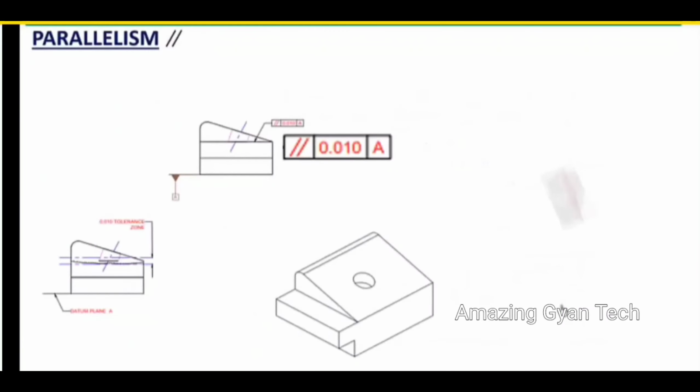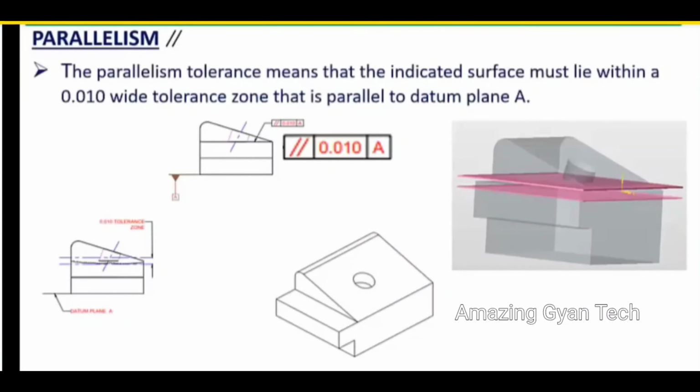For further understanding, we can refer to this feature also. Here you can see in this diagram, the datum plane is at the bottom. This is the bottom feature, and they are trying to make sure that one more feature above it should be parallel with respect to datum A at a wide tolerance zone of 0.010.